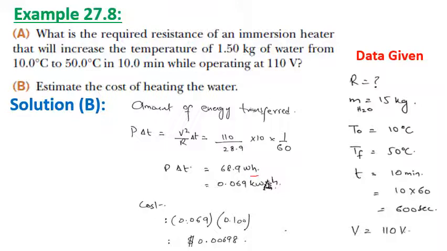If I want to write it in kilowatts, I get 0.069 kilowatt hours. So the cost will be, if I multiply this with 0.100, I get 0.00698 dollars. So this will be the cost of heating the water.